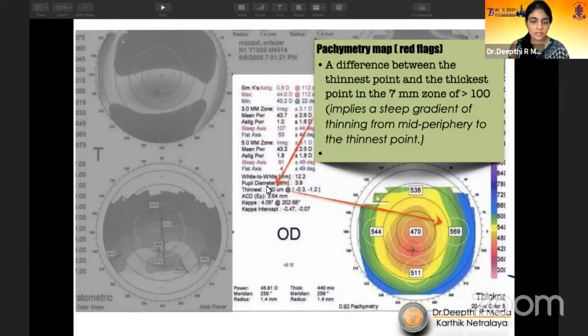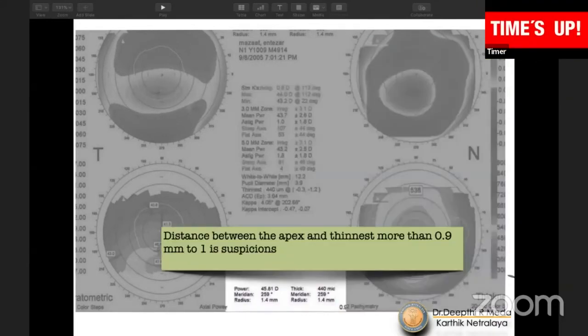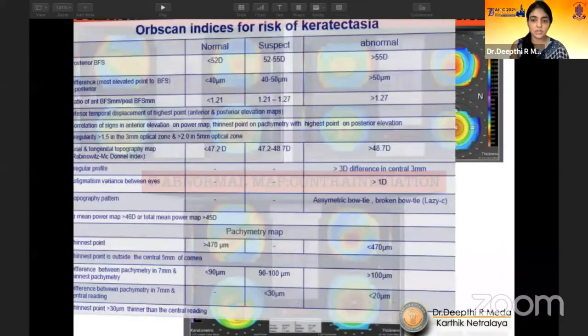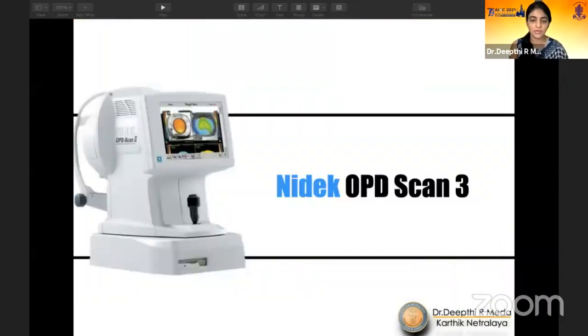In Pachy, look at the thinnest, which is mentioned here. Anything less than 470 is a suspicion. And you can also look at the difference between the thinnest and the thickest area at the 7 mm zone, as I've shown here. So if the difference is more than 100, then again, something to look out for. So again, 1 abnormal map is caution, 2 is concern, and 3 is a contraindication. So you can pin this up in your OPD for ready view.